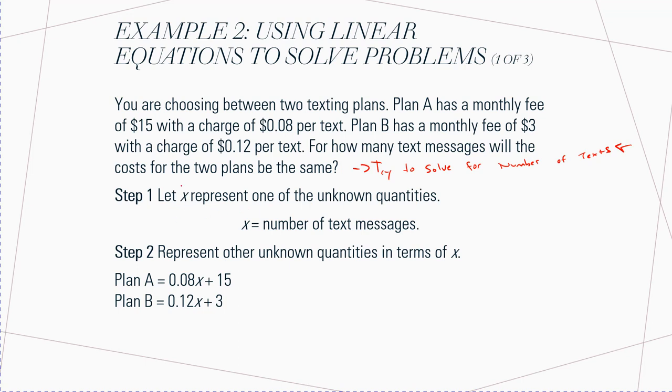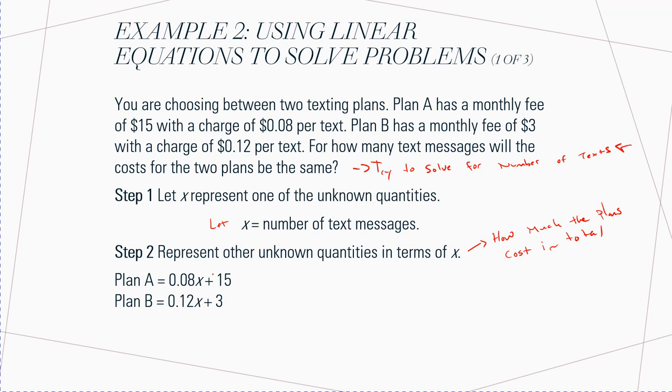All right. So what we're going to do is let x represent one of the unknown quantities. So we're going to let x be equal to the number of texts, because that's the unknown value we're trying to solve for. And what are the other unknown quantities? What we don't know is how much the costs of the plans are, so how much the plans cost in total. So for Plan A, you take 8 cents times the number of texts plus your fixed fee of $15, that's how much Plan A would cost. And Plan B would be 12 cents times x plus $3, okay?